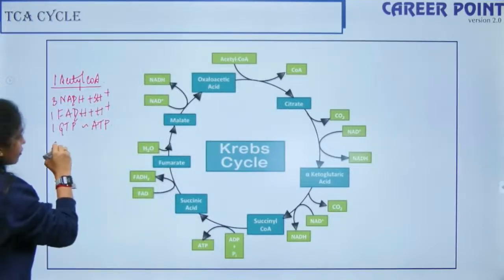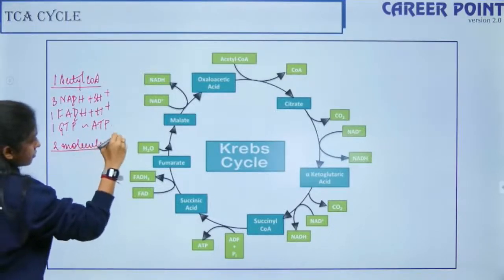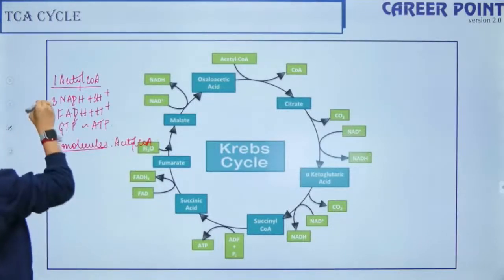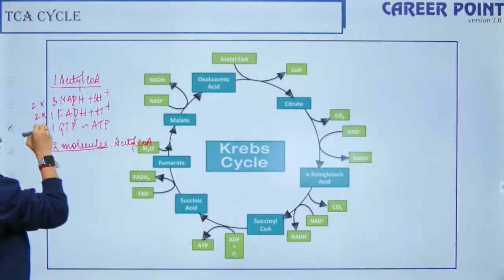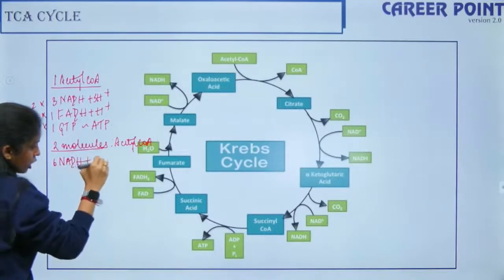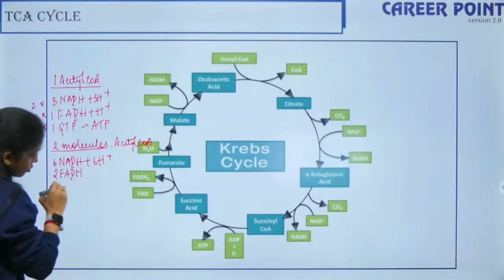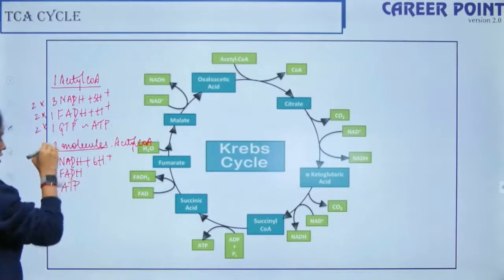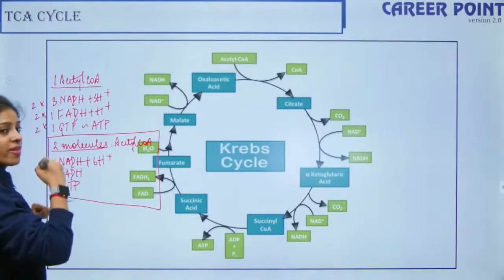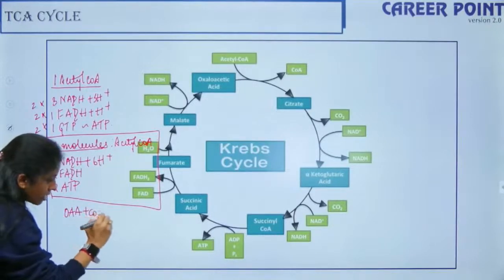Okay, so now we are writing for 2 molecules of acetyl-CoA. So here it will be into 2. So do everything into 2. So it will be 6 molecules of NADH plus 6 molecules of H+. Then you have 2 molecules of FADH2, plus 2 molecules of ATP. So this is the net energy gain as a part of your Krebs cycle. Okay, so what are the end products of the Krebs cycle? You have oxaloacetic acid plus carbon dioxide coming out.